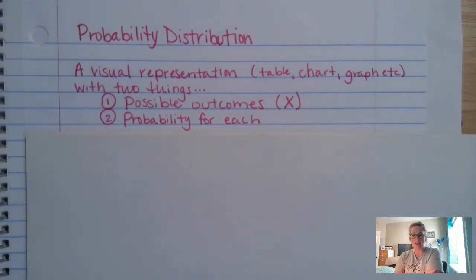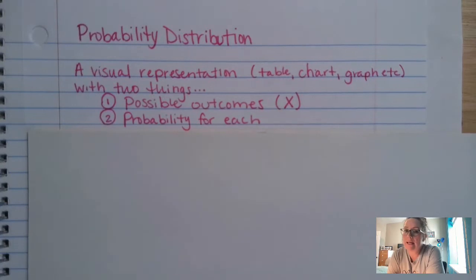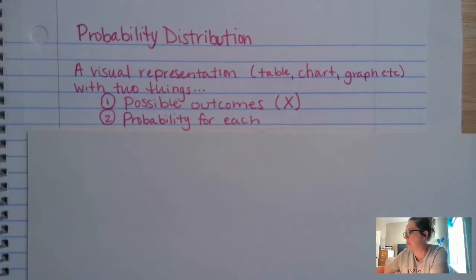Hi guys. Okay, we're going to talk about probability distribution today. And basically, it's just a way to show the probability of something happening. There are two things that we need to look out for on probability distribution in order for it to be a true probability distribution problem.